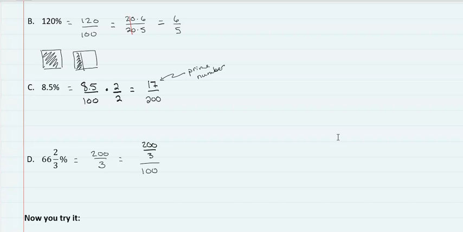But remember that per is just a divide sign, so remember that this line right here just means divide. So this means 200/3 divided by 100. In other words, 200/3 times 1/100. So now we've got 200/300, and the hundreds are just going to cancel out. So 200 is 2 times 100, and on the bottom we've got 3 times 100. The 100s divide out, and we just get 2/3. So 66 2/3 is 2/3.